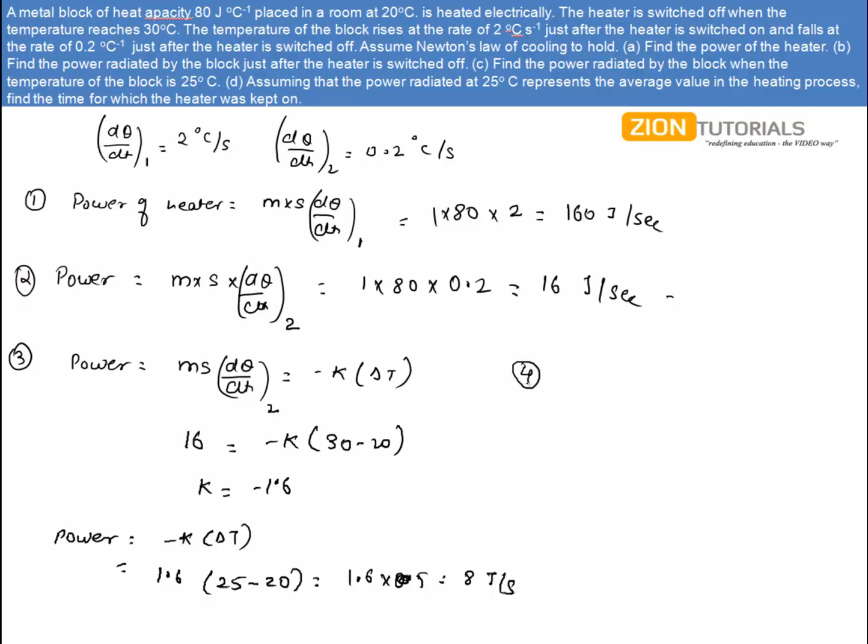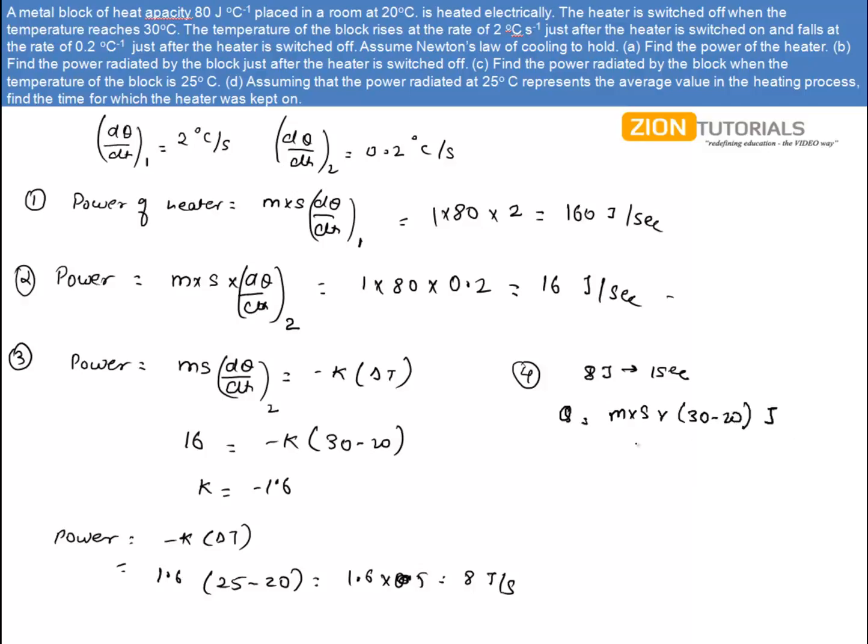In the fourth part, assuming that the power radiated at 25 degrees represents the average value in the heating process, find the time for which the heater was kept on. If this is the average value, then it is giving 8 joules of energy in 1 second. The maximum heat that will be produced is equal to m s into delta t, where delta t is 30 minus 20. This is the maximum heat that will be produced, in joules.